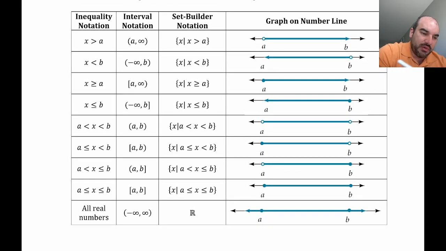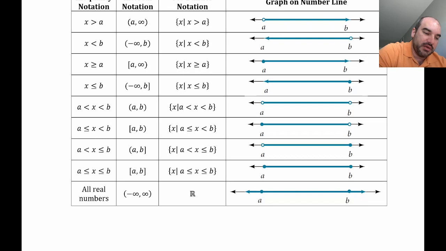Important things I want to highlight are if you have an endpoint that's not included in your interval, then we use parentheses to signify that endpoint. So if you have the interval from A to B, but A and B are not included in your interval, then we use parentheses for our interval notation. Whereas if you want the endpoints included, for example, down here, this one has the A and the B filled in, and we want everything in between A and B as well, then we use brackets to signify that we're including those endpoints in our interval. So when you see something like this, and we're talking about interval notation, this means everything from A to B.